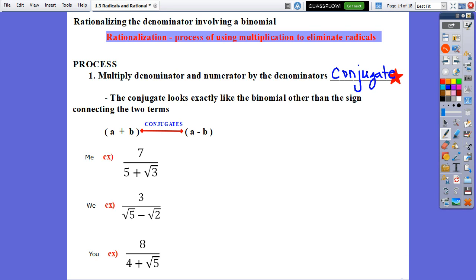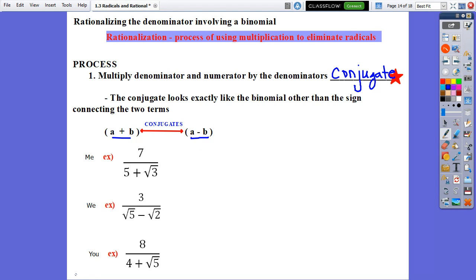So conjugate. The conjugate of A plus B is A minus B, and the conjugate of A minus B is A plus B. You might have even done this in grade school, to be honest. I don't know if they called it conjugates. These are not opposites. Those are not considered opposites. They're considered conjugates. Opposite would be like negative A minus B, the opposite of both of those.